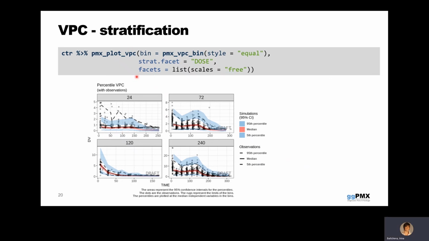In this example, we stratified the VPC by dose by using the strat_facet argument of the pmxplot VPC function. Additionally, we have specified that the scales of each facet can be different. Note that, as expected, statistics are calculated within each strata.